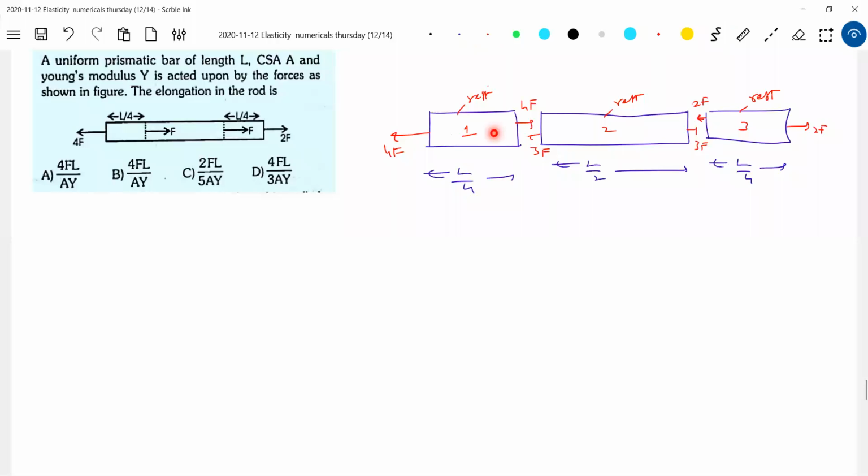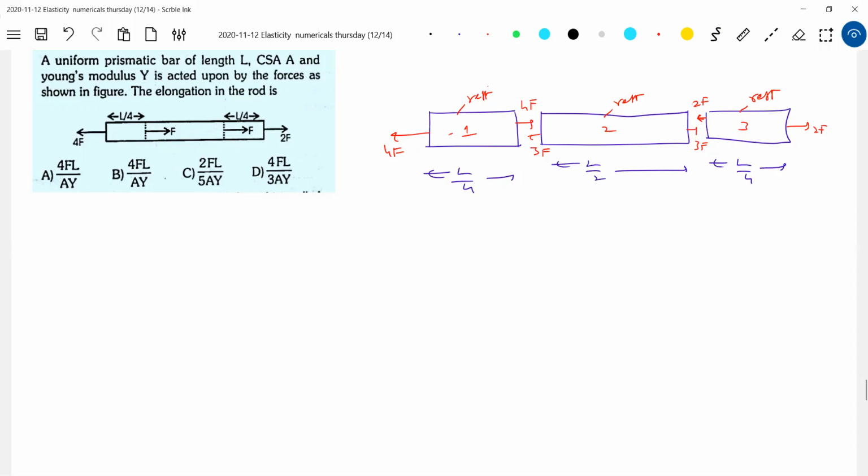Now look at this. 4F, 4F. So what is the net force here at this junction? 4F minus 3F should be F, no? What about here at this junction? Net force should be F. 3F minus 2F will be F. This will be 2F. Now what is the state of this rod?